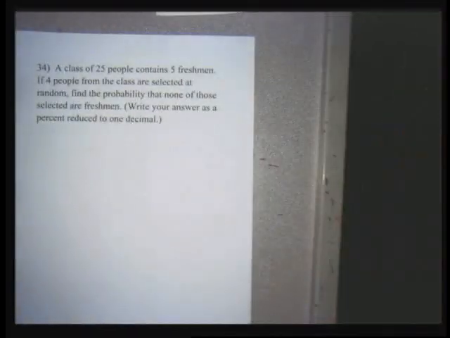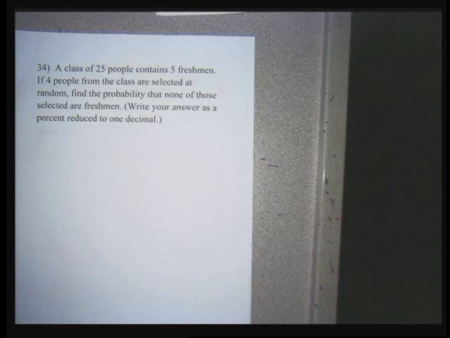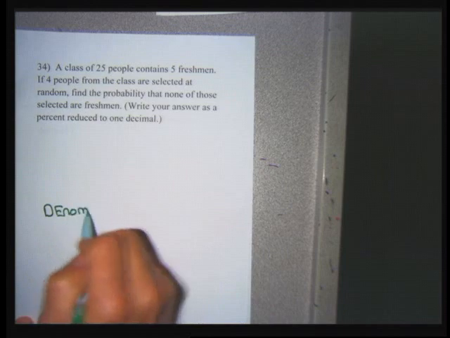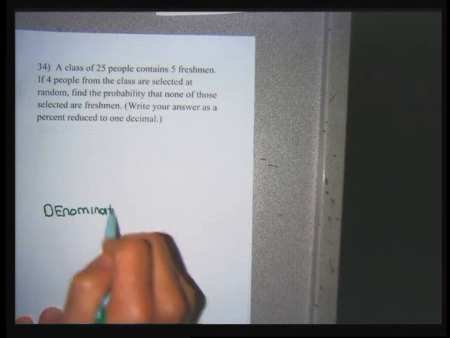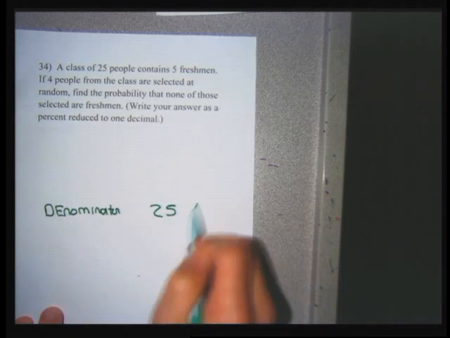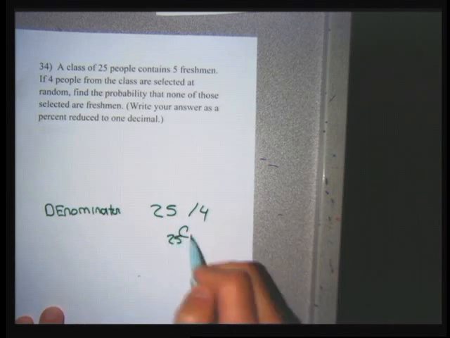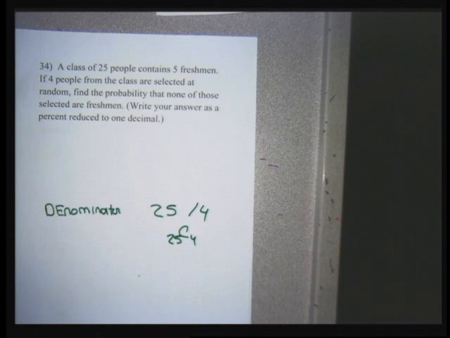Write your answer as a percent. So this is a probability question, so I want to have a fraction. And the numerator needs to be the desired characteristic. The denominator could be what can happen. So for the denominator, the class has 25 people, and I can pick any 4 of them. That's going to be a 25 choose 4. So I'm picking 4 of the 25 people.